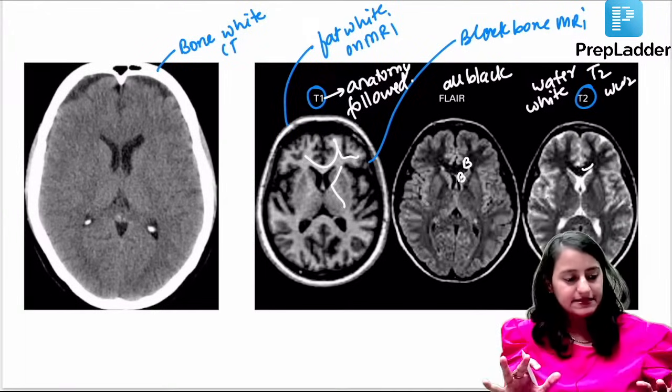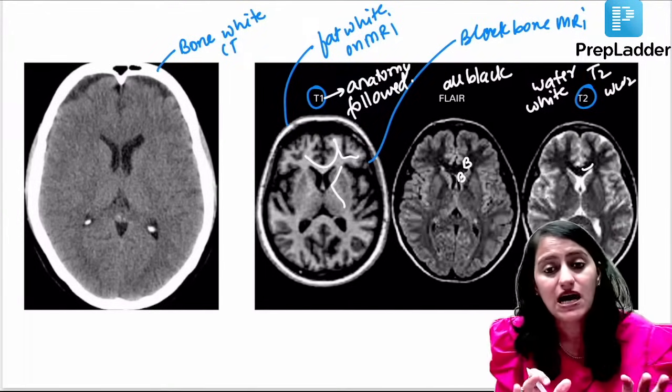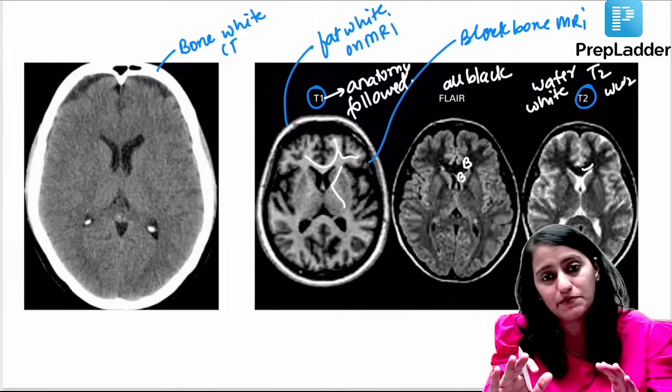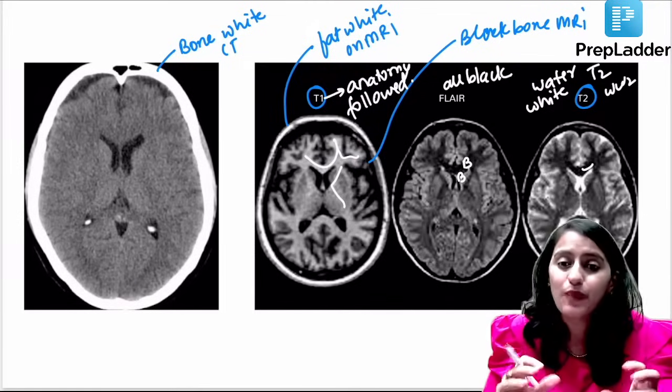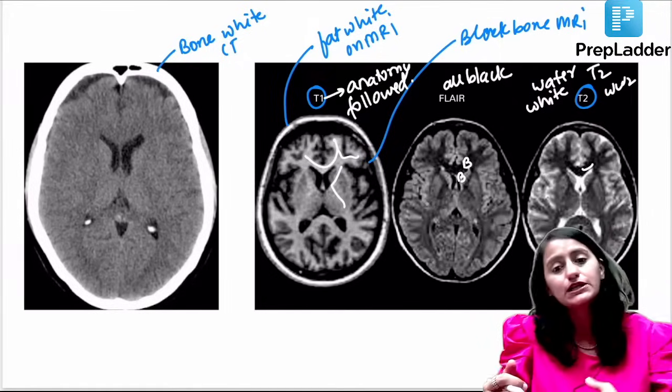Yes, FLAIR is basically fluid attenuated. The fluid becomes dark, the CSF becomes dark. The pathological fluid, edema, does not become dark. Edema is going to be white on FLAIR. So when we want to look at edema, FLAIR is the first sequence that we look at.